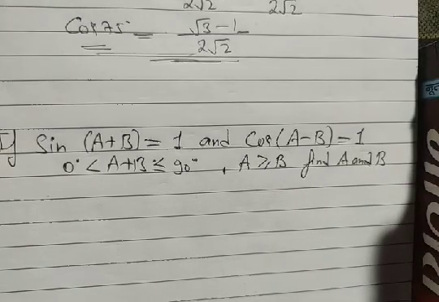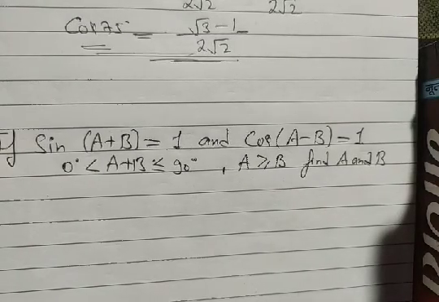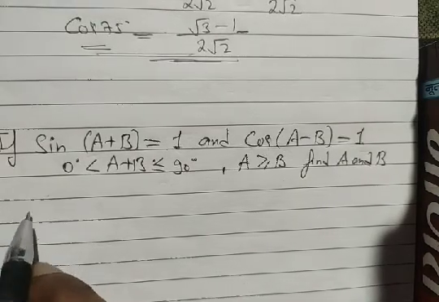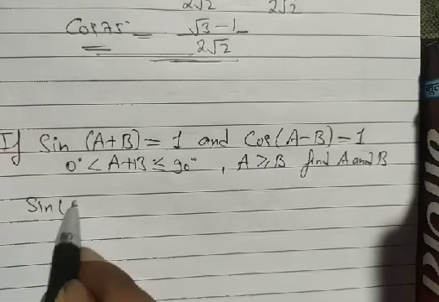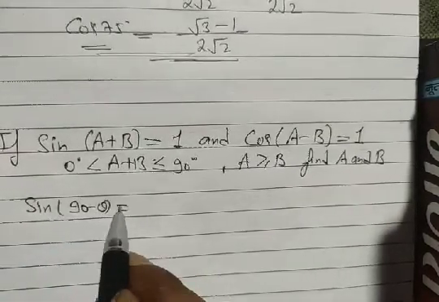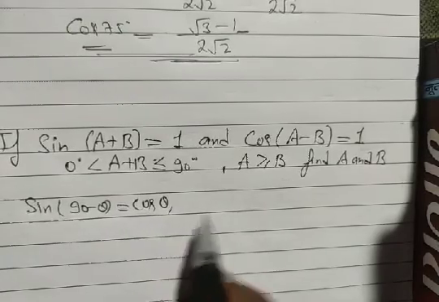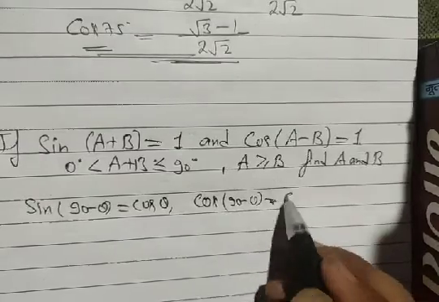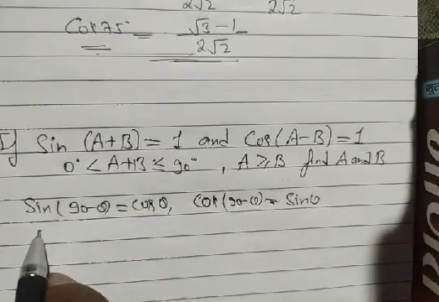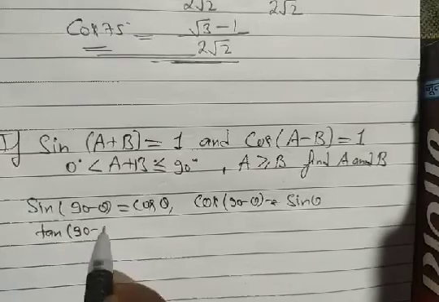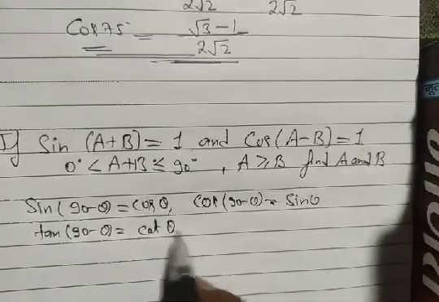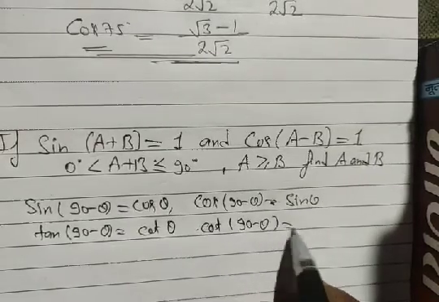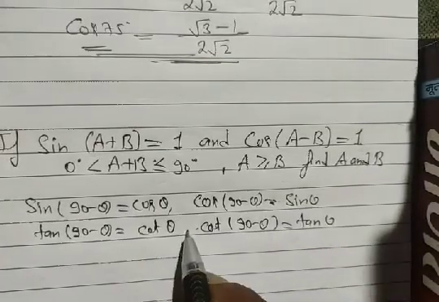Hi everyone. Yesterday we discussed our complementary angles formula in trigonometry. What did we discuss? Sine 90 minus theta is what? It's cos theta. Then cos 90 minus theta is what? It's sine theta. Then tan 90 minus theta is cot theta. Cot 90 minus theta is tan theta.